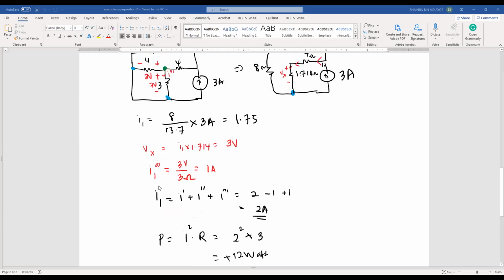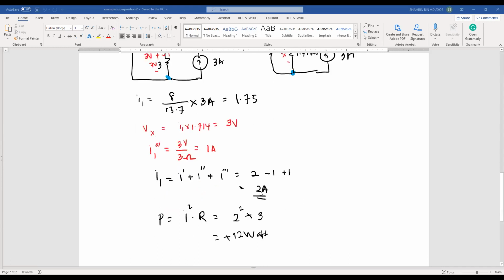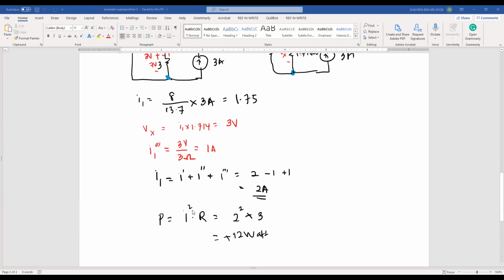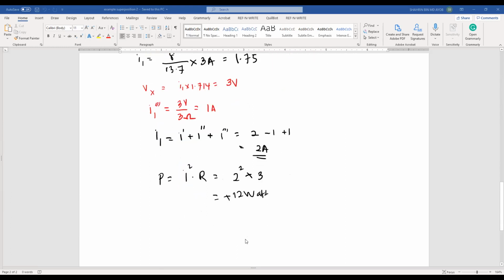And the total current due to these three sources is the summation of I prime, I double prime, and I triple prime, so I will obtain 2 amperes. And the power dissipated by this resistor is I square R, which is 12 watt. So I think that's all for the superposition theorem. Thank you very much.